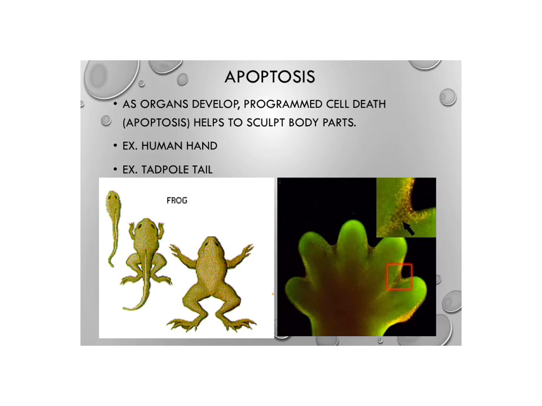Another important process in development as the embryo is forming is apoptosis. And I know that you've read about apoptosis before, you've heard about it, but this programmed cell death, apoptosis, will actually help sculpt body parts. Very important. Cell death is a very, very important process in the development of an organism. One example is the human hand.